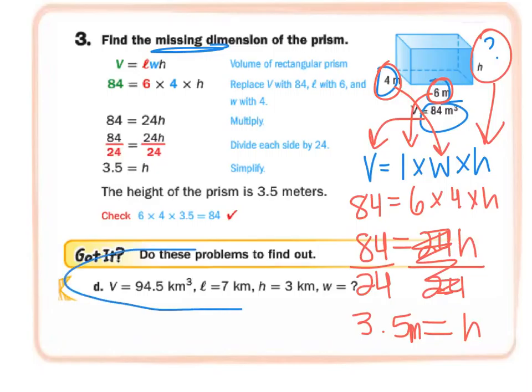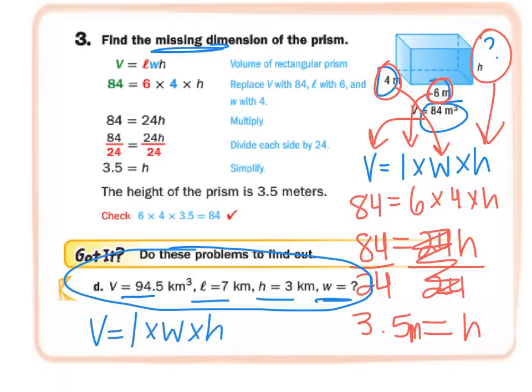Okay? Down here is a problem where they have a missing dimension. They give us the volume, the length, and the height, but they don't give us the width. So use your formula, plug in your numbers, and then find the missing dimension, which is the width.